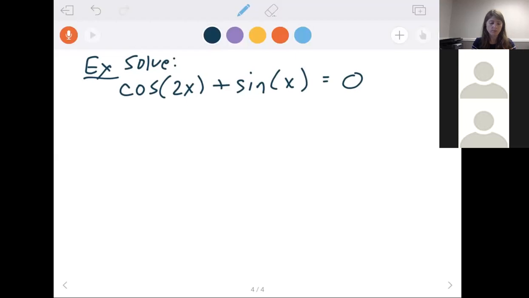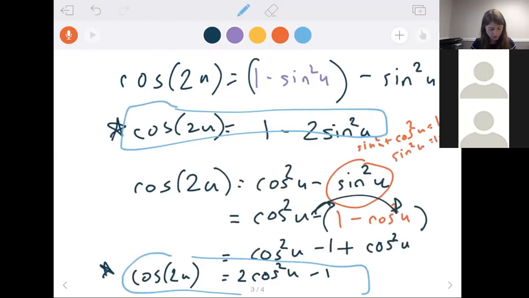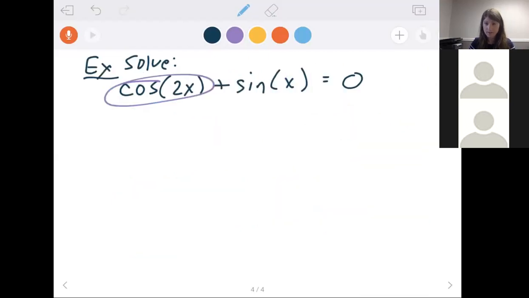Now, when I look at this one, since we are in the double angle section, I'm seeing that cosine of 2x, if I remember, hey, that's a double angle, there are identities, I'm going to look back at the ones we just did and see which one is going to serve me. This is kind of the original one here. I'm going to try to convert everything to sine since I already had a sine in there.